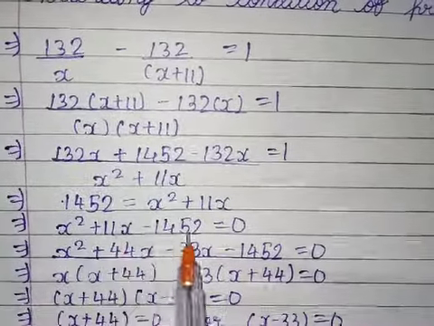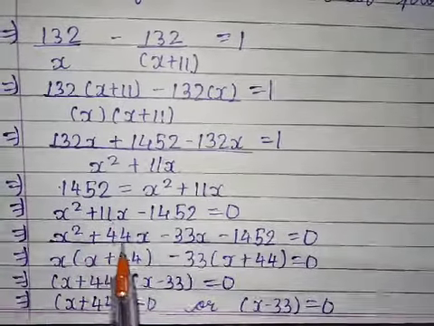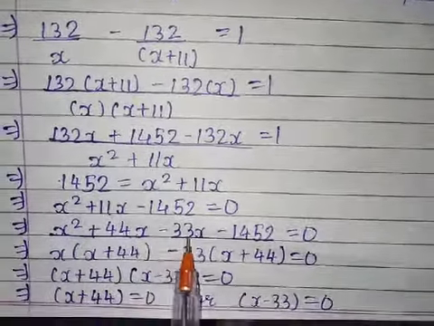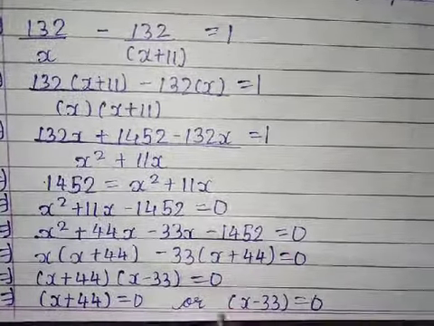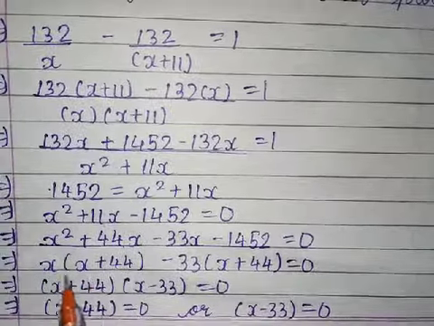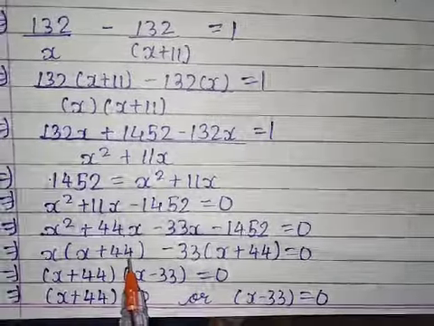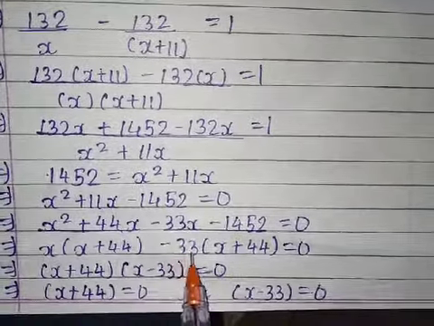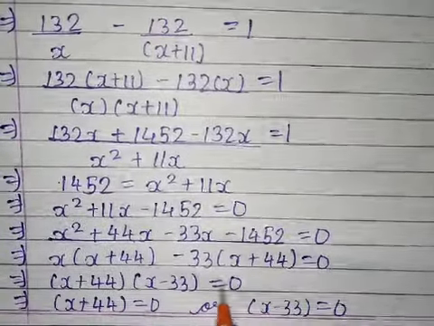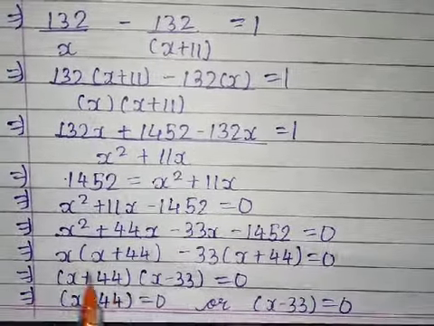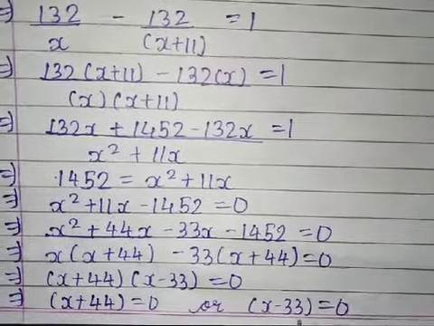Okay, you have to split it and factorize. So how will you get 1452? x square plus 44x minus 33x minus 1452 is equal to 0. So what do we take? x common, and 44 minus 33 common. The sign will change inside. So x plus 44 into x minus 33 is equal to 0.